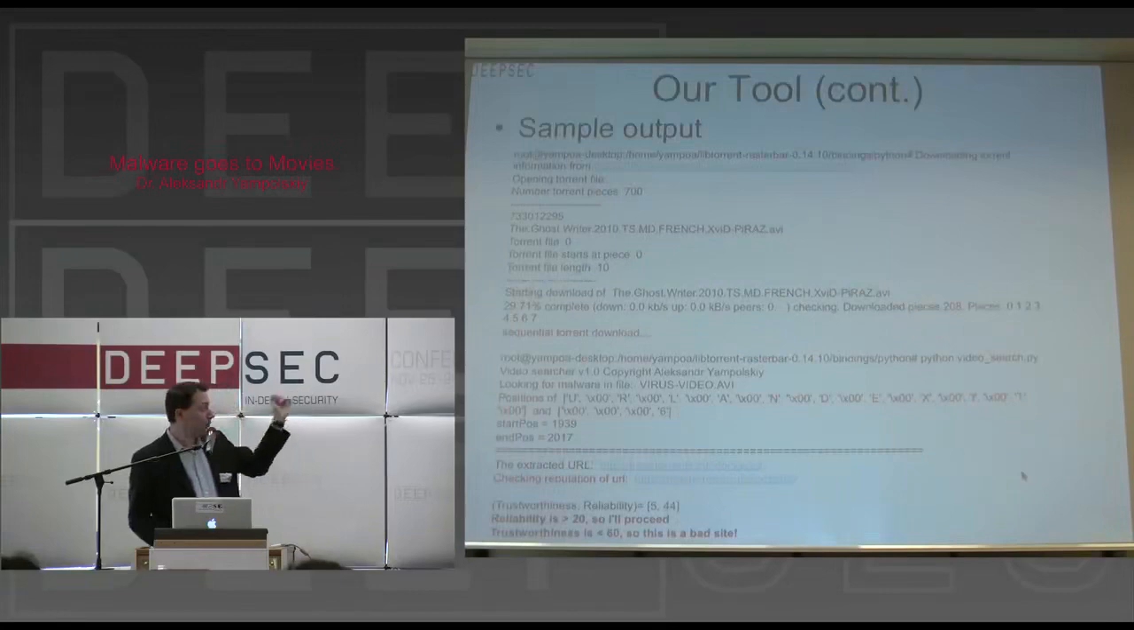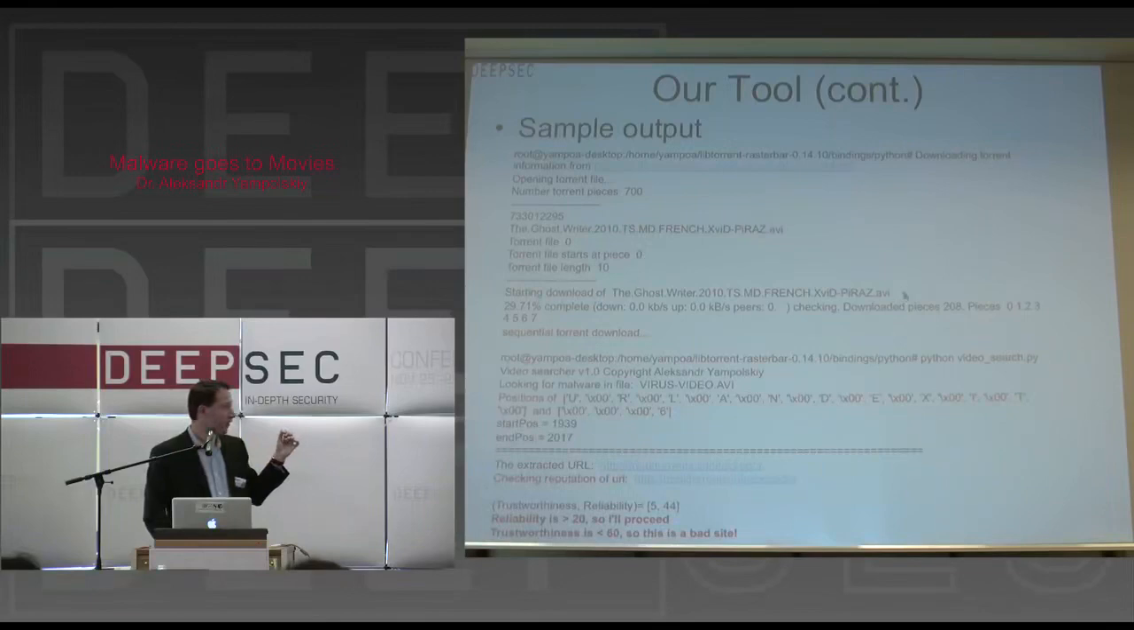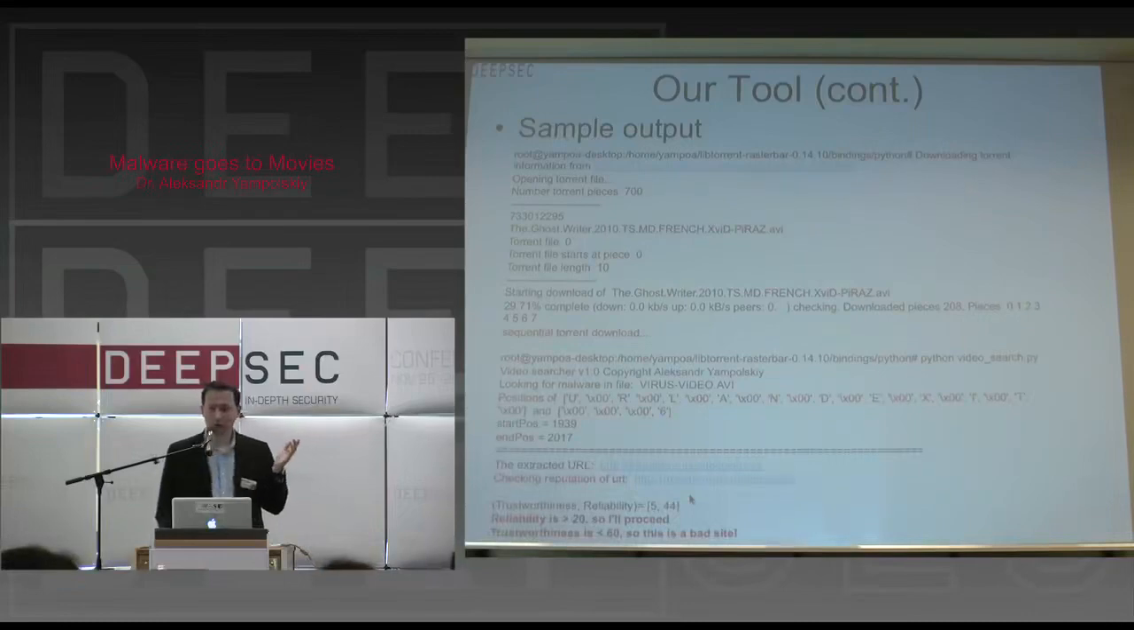And if you look at the output, here's an output. For example, I'm downloading the Ghostwriter AVI file. It says sequential torrent download, so it's downloading pieces 0, 1, 2, 3, 4, 5, 6, 7. Then I say, okay, now search for malicious script commands in the video. It found a URL and exit command starting at position 1939, so in the beginning of the video file, just 2,000 bytes in. Then it extracts a URL, freak torrents info log 3, and checks the reputation of the URL using Web of Trust. We get a non-trustworthy URL, so we're not going to proceed.